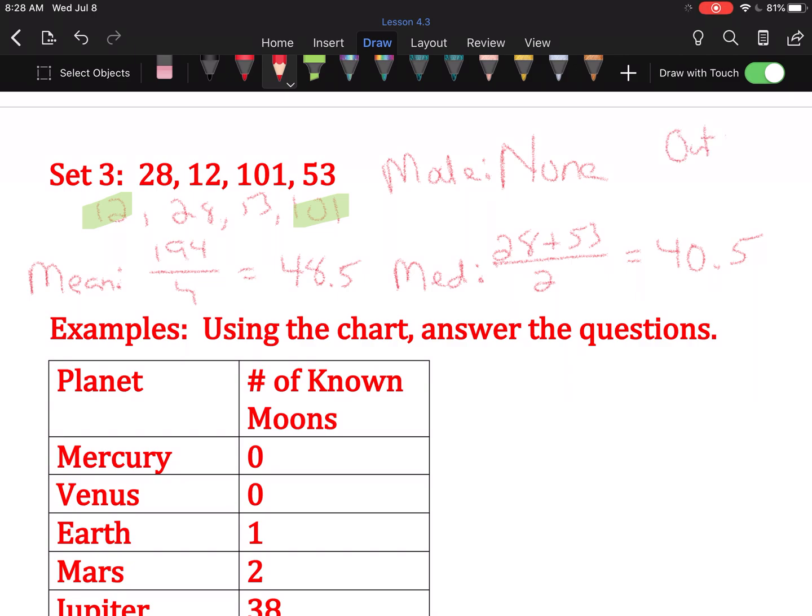And outliers. We could argue that 101 is an outlier. The other numbers are two-digit numbers, and while there's a bit of space between them, 101 is almost 50 away from the closest number. So again, to be an outlier, you've got to be a big chunk away from the rest of the numbers. 50 would qualify as a big chunk. 12 does not. It's only 16 away from 28, and these numbers are pretty well spaced out anyway.